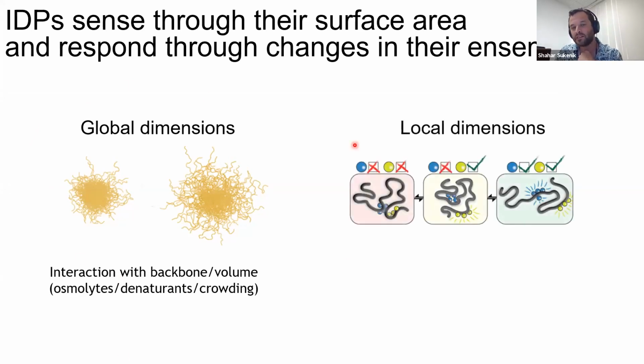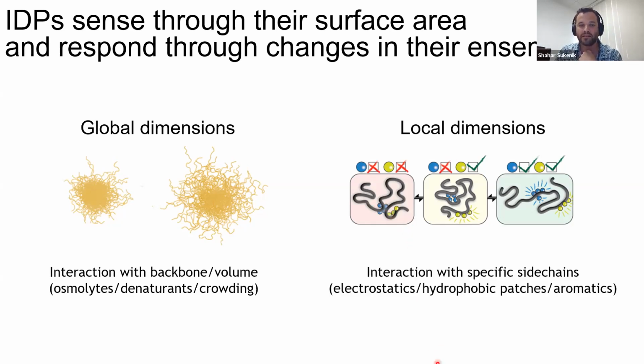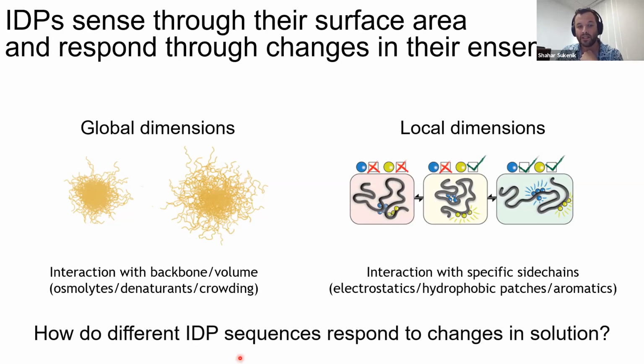And the other aspect relates to the local dimension of the chain. When I talk about local dimensions, I mean specific interactions within the chain that can be modulated by a change in solution. Some classic examples of this would be electrostatic interactions that can be screened away by adding salt to the solution. This can be attractions or repulsions. It could be hydrophobic patches or aromatics that exist within the sequence and can bring together different regions of the sequence depending on what the solution around them is. And so this is the theoretical framework that we have to understand how ensembles might change. And a question we had starting out is, how do different IDP sequences respond to similar changes in solution?